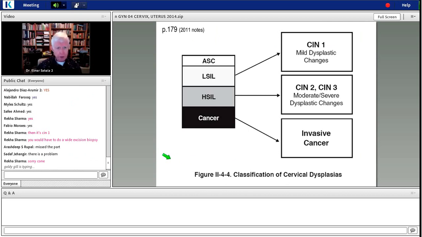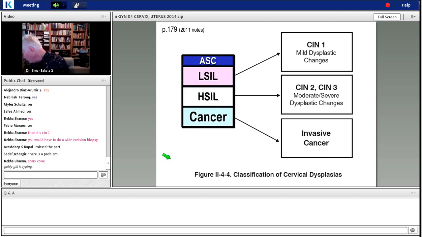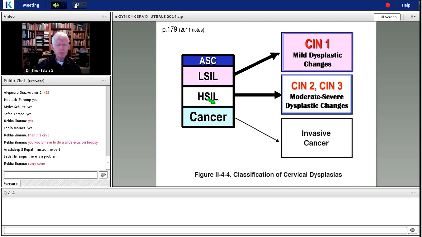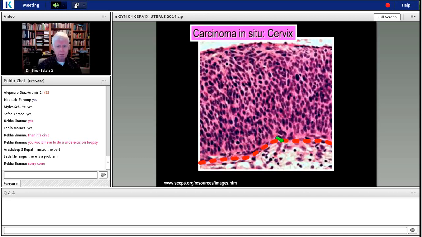Okay, let's just review this again. This is on page 171 of your book. If we have LSIL, we would expect on our biopsy to have CIN 1. If we have HSIL on the pap smear, we would expect on the biopsy to have CIN 2 or 3. If we have cancer on the pap smear, we would expect to see invasive cancer on the biopsy. And they should be consistent in the severity.